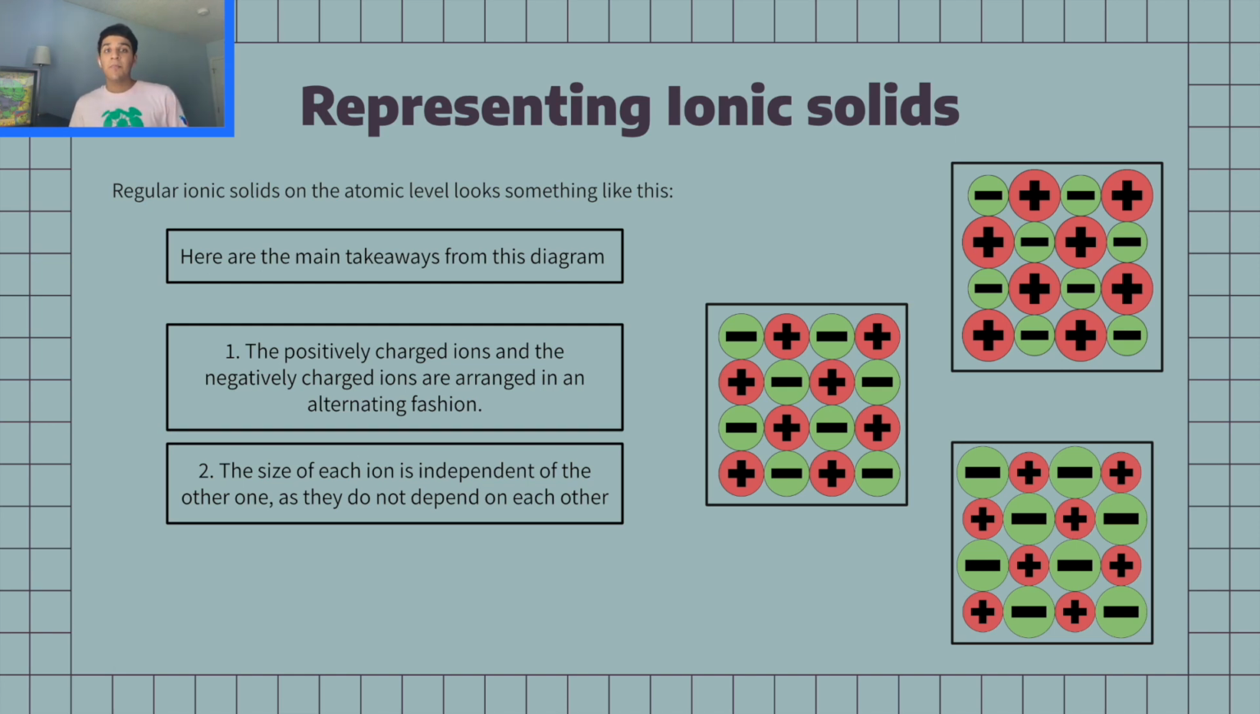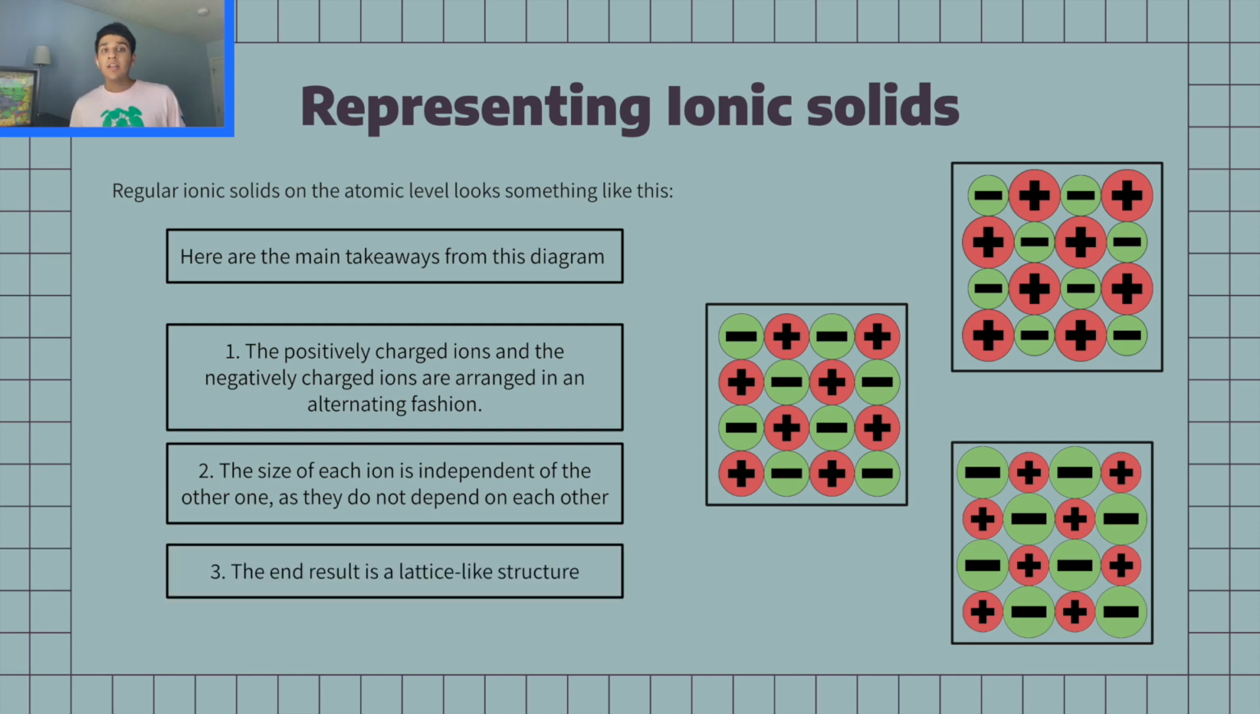So for example, if I'm making an ionic solids drawing and the solid I'm looking at is salt, right? I'm going to go to the periodic table and I'm going to look at the ionic radii of both sodium and chlorine and make my diagram accordingly. Finally, I wanted to point out that all of these structures form lattice-like structures, and that is something that I just found interesting and want to share with you guys.